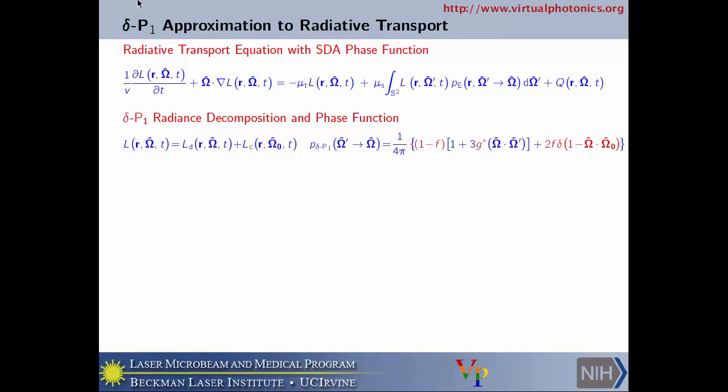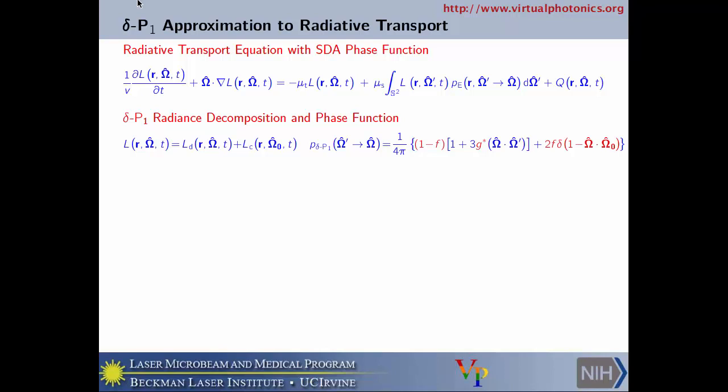So what I've done in the first equation is just rewrite the radiative transport equation, but explicitly put in the phase function that we used in the standard diffusion approximation. I put in what's called the Eddington phase function, which is this isotropic term plus a cosine theta term. And in the delta P1 approximation, what we do is that we add a delta function to both the radiance and the phase function approximation. So what we say is that, okay, the light field has a diffuse component that arises due to scattering, but you also have a component due to a collimated source.